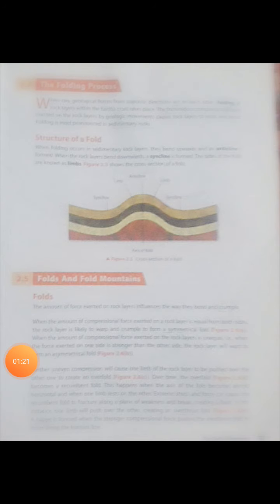The next topic is folds and fold mountains. Folds. The amount of force exerted on rock layers influences the way they bend and crumple. Crumple means break down. When the amount of compressional force exerted on a rock layer is equal from both sides, the rock layer is likely to warp and crumple to form a symmetrical fold. When the amount of compressional force exerted on the rock layers is unequal, when the force exerted on one side is stronger than the other side, the rock layer will warp to form an asymmetrical fold.